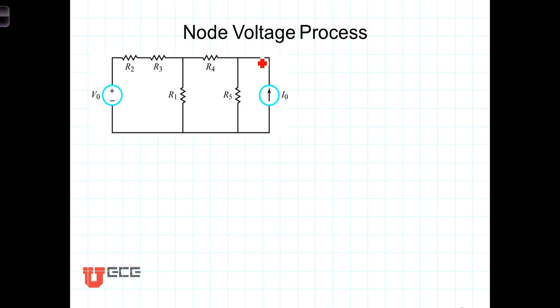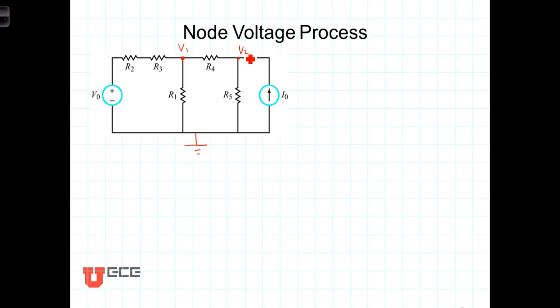Our approach is going to be then to identify the critical nodes, choose one of them as our reference, and define variables at the other 2 nodes. And then with those voltages, write Kirchhoff current law or KCL equations at each of those critical nodes in terms of V1 and V2.